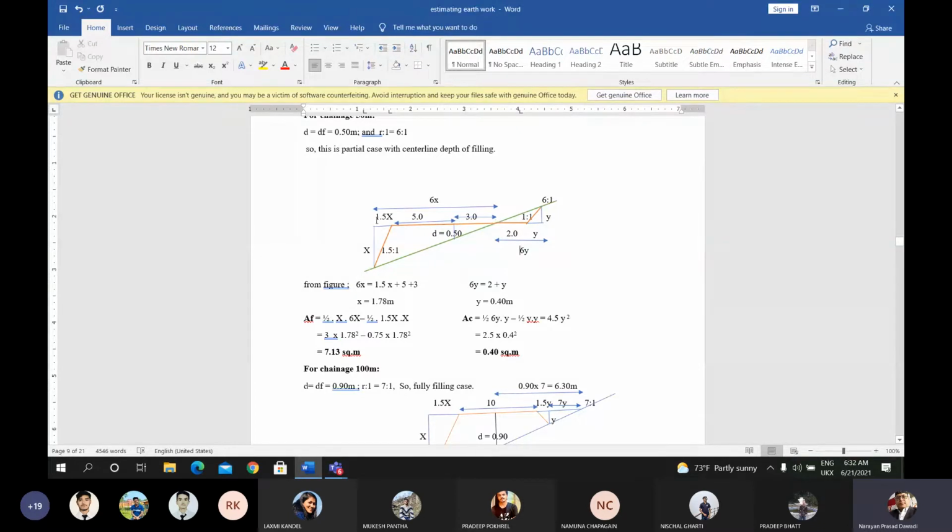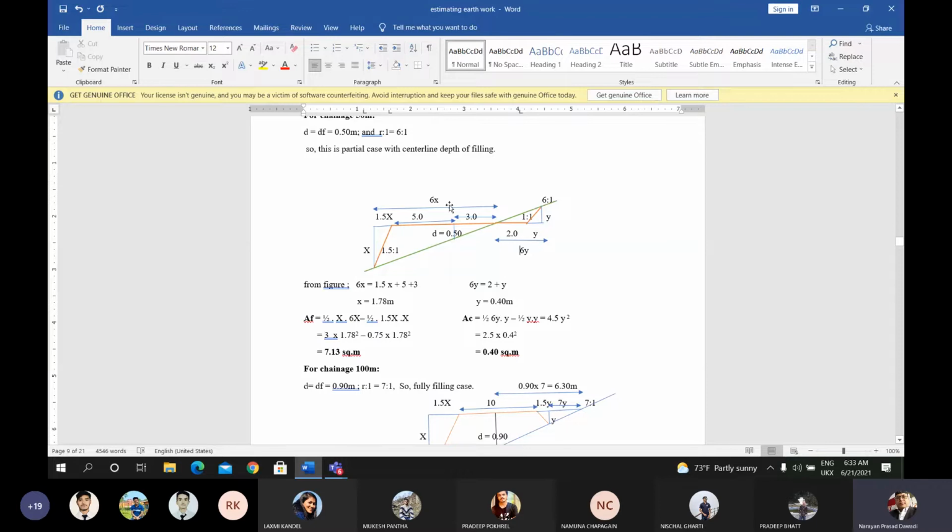Okay. Now using this vertical as x, the slope is 6 is to 1 here for the bigger triangle up to the left hand side. This is the x value. So the horizontal distance from the base of this x perpendicular up to the intersection of the formation level and the ground level would be 6x. Okay, because the slope is 6 and the vertical height is x, this value will be 6x.